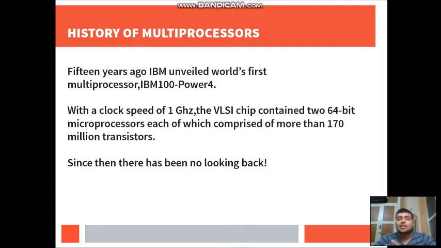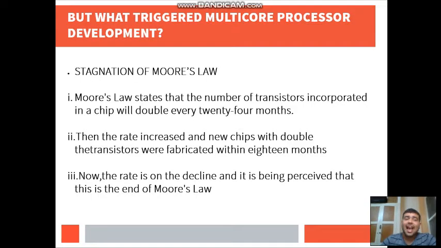So firstly, let's understand the history of multiprocessors. 15 years ago, IBM unveiled the world's first multiprocessor, the IBM 100, which had a clock speed of 1 gigahertz and a VLSI chip that contained 64-bit microprocessors and 170 million transistors. Since then, microprocessors have always grown in the number of transistors they have and have become smaller in size. This is accurately reflected by Moore's law.